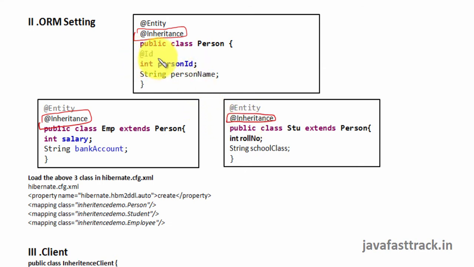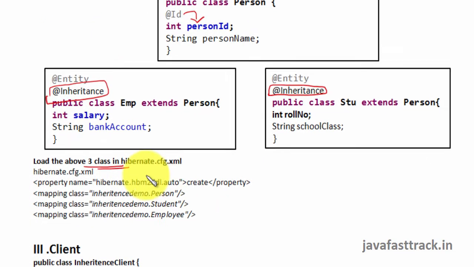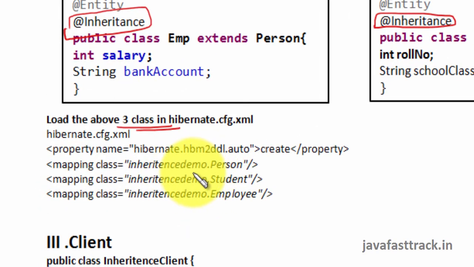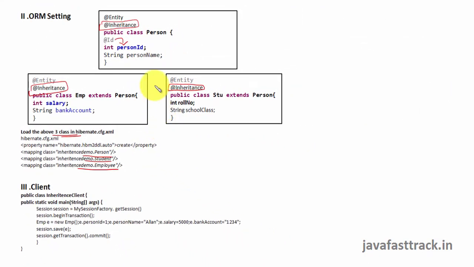And then we have ID, which represents the primary key column. Person ID is the primary key column. That's all about inheritance mapping. You just annotate your POJOs with the inheritance annotation. And then load the above classes in the Hibernate configuration file. Normally in the Hibernate configuration file, we used to load mapping files. Now we have mapping classes. So load those mapping classes. That's all about ORM setting for inheritance mapping. Have the POJOs with annotation and load those POJOs in the configuration file.